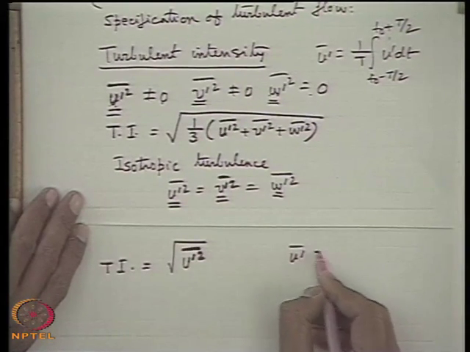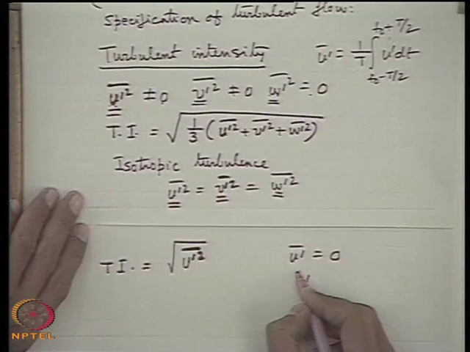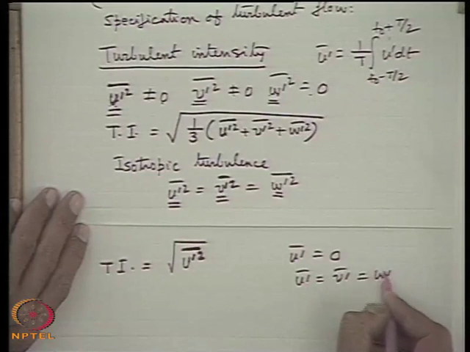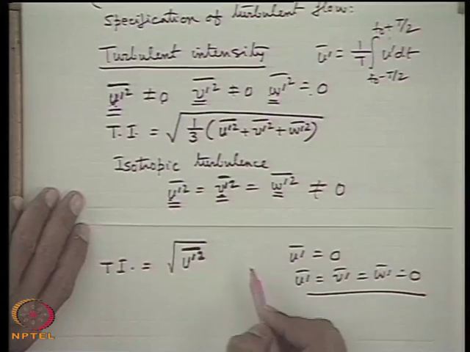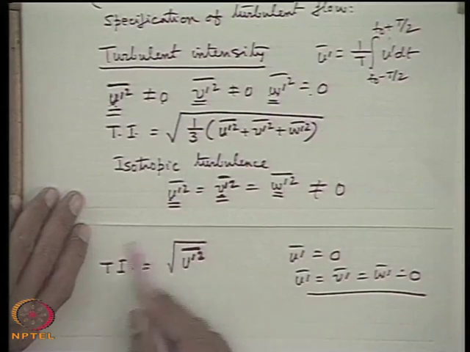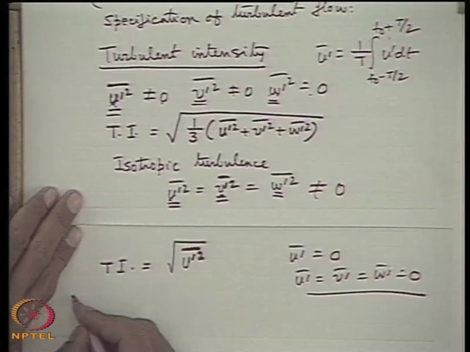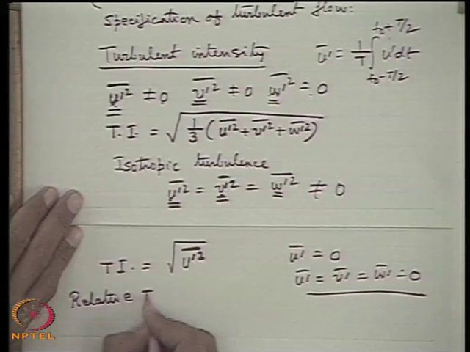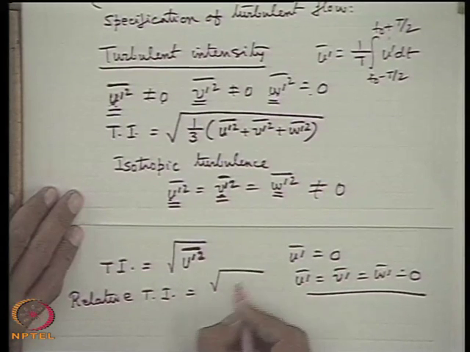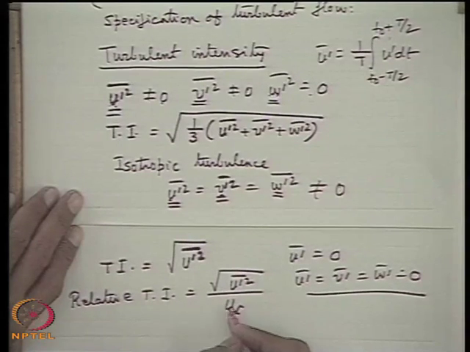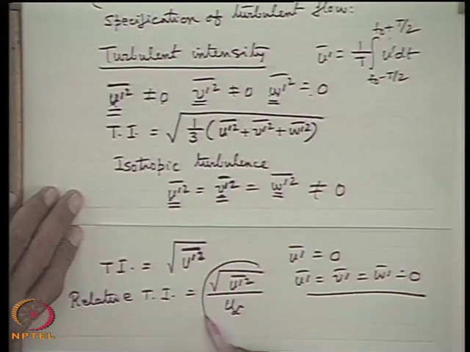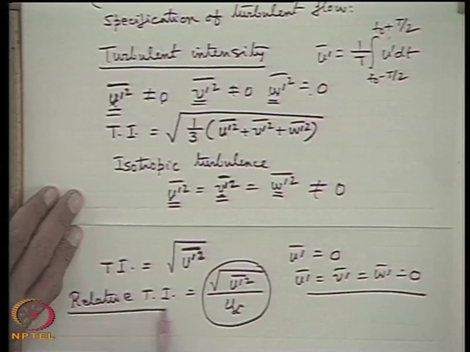Since we know that U dash bar is 0, for example, in case of an isotropic turbulence, they are identically 0, but this is equal to this and they are non-zero. So, therefore, in isotropic turbulence, this is the turbulence intensity. When this is expressed as a ratio of the free stream velocity, divided by the free stream velocity or average velocity in case of a duct flow, or a free stream velocity for flow over a solid body, this ratio is known as a dimensionless parameter, the relative turbulence intensity.